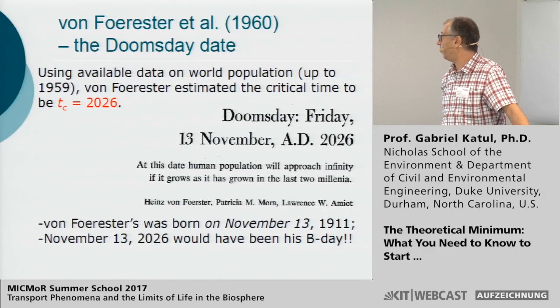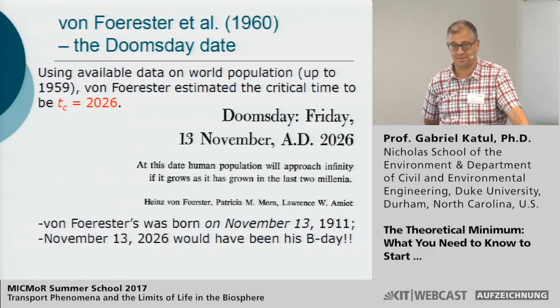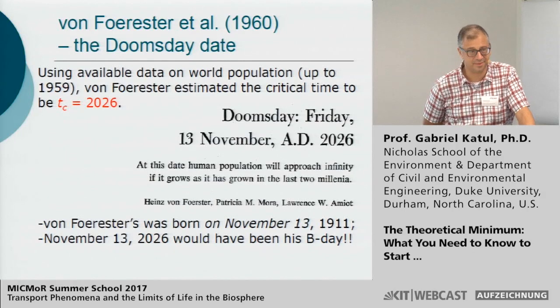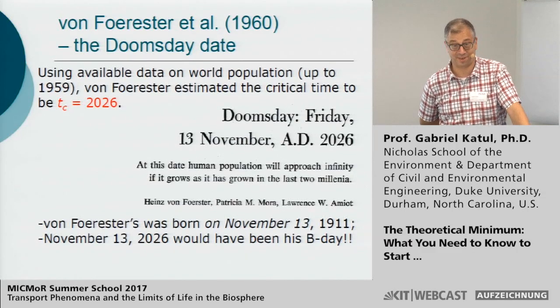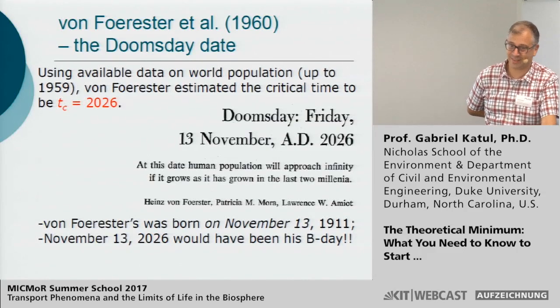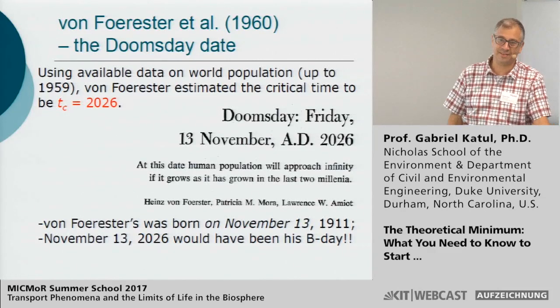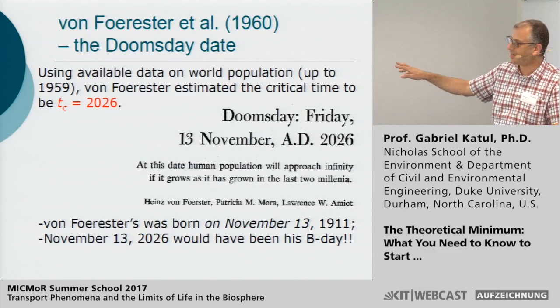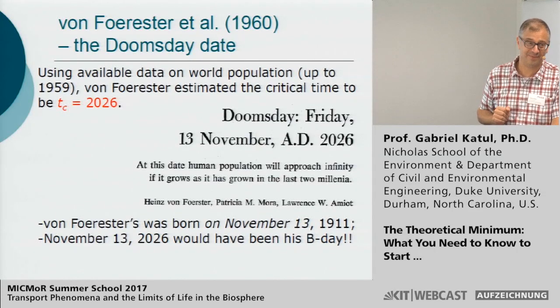Now you could say, okay, we understand the 2026, but what about this 13 November? Where did that come from? I mean, certainly the population dynamics was not that precise. Now I can only offer a conjecture. Von Foerster was born on November 13th, 1911. And if you do the calculations, it turns out that November 13th, 2026 would have been his birthday.